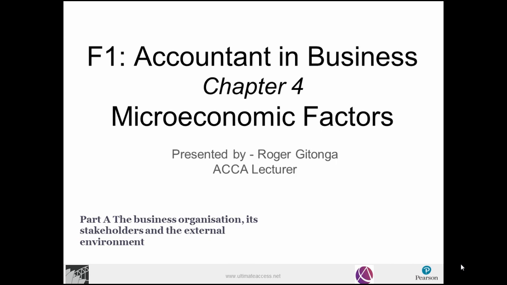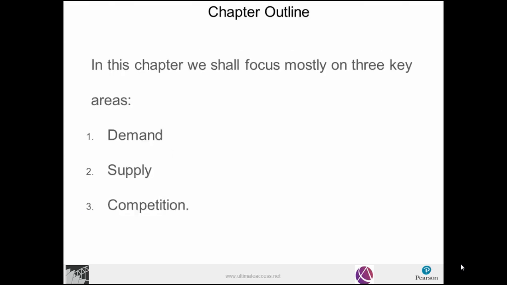Before we start, I want us to understand that this area is usually considered one of the toughest in F1 Accountant in Business. But you will actually realize that it is not as tough as most students put it, and I'll make sure that you are able to understand it and at the same time digest every important bit of this chapter. Now, in this chapter, we're going to be looking at three things: demand, supply, and competition.